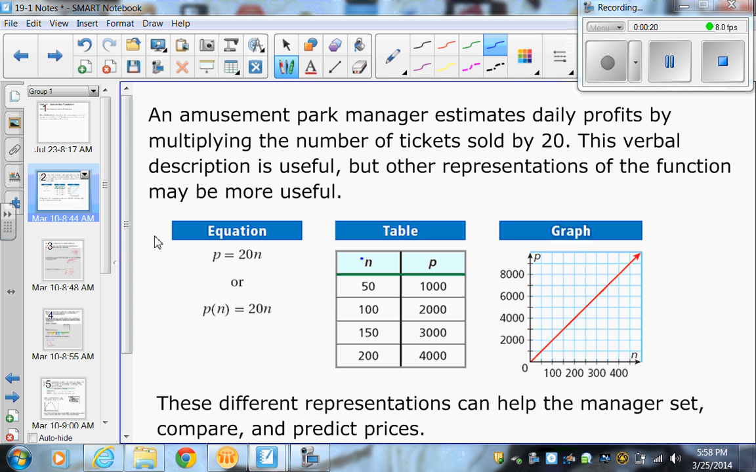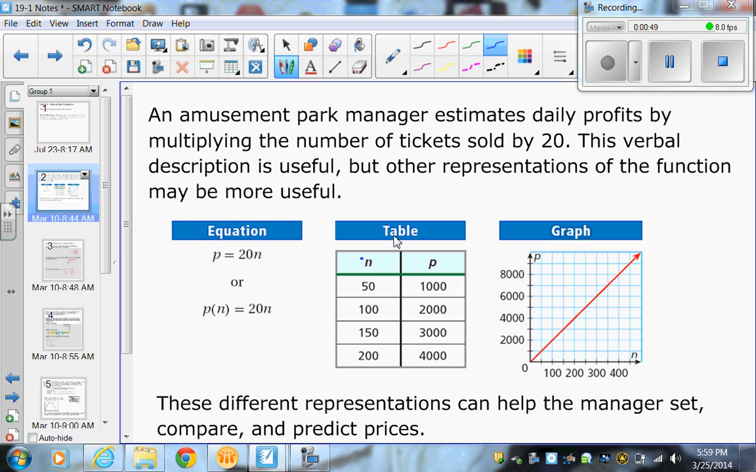The first is what we call a verbal description. So for example, I could say verbally that an amusement park manager estimates daily profits by multiplying the number of tickets sold by 20. This is a verbal description. But you could take the same verbal description and write an equation where P is the profit and N is the number of tickets sold. So it says that the profit is made up by multiplying the number of tickets, N, by 20. So that's how we got P equals 20 times N.